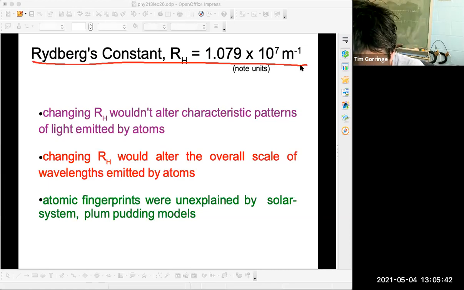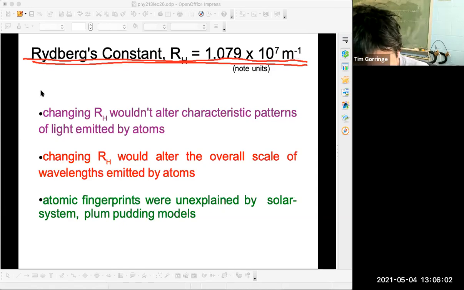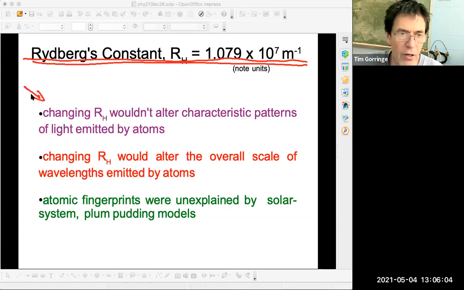And here's the Rydberg constant. It's about 1.08 times 10 to the 7 inverse meters. And that sets the scale of the wavelengths, and it sets the units of the wavelengths. So the Rydberg constant is important. Supposing, of course I can't, but supposing I could turn a dial and change the Rydberg constant.